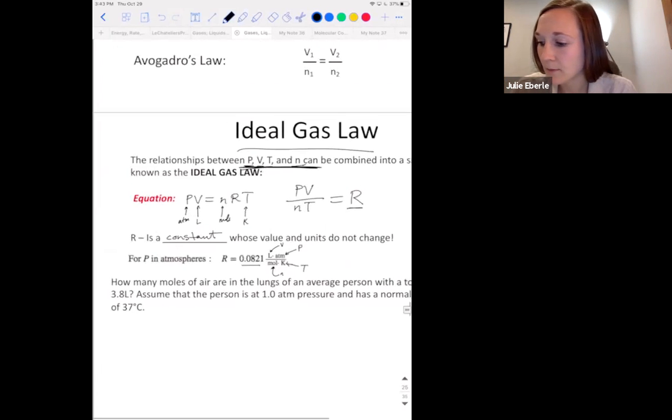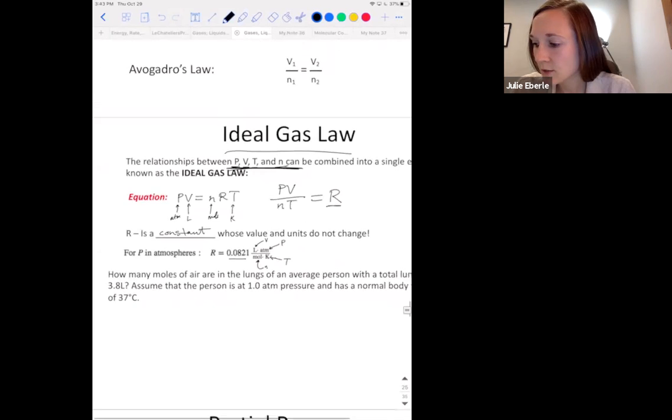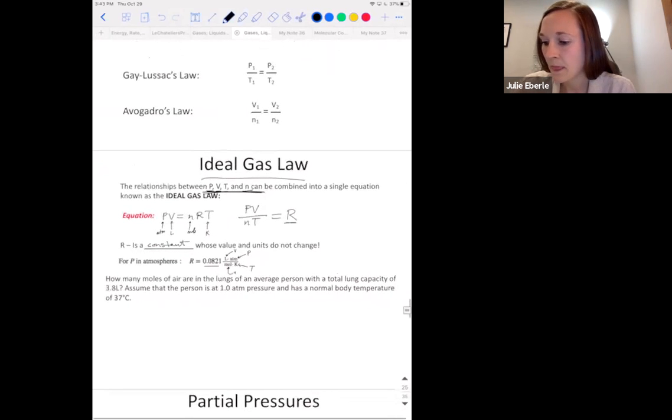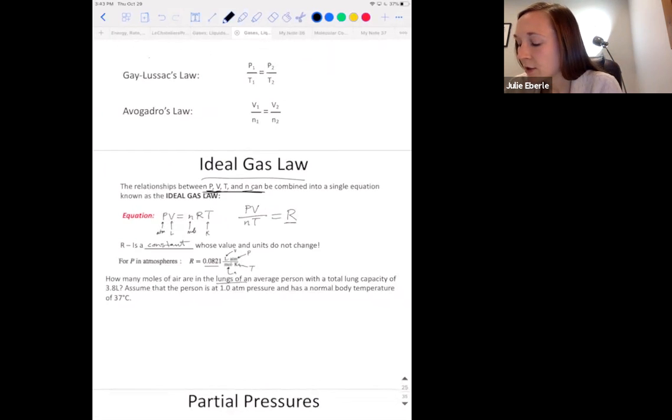So let's work this problem right here. How many moles of air are in the lungs of an average person with a total lung capacity of 3.8 liters? Assume that the person is at 1 atm pressure and has a normal body temperature of 37 degrees Celsius.